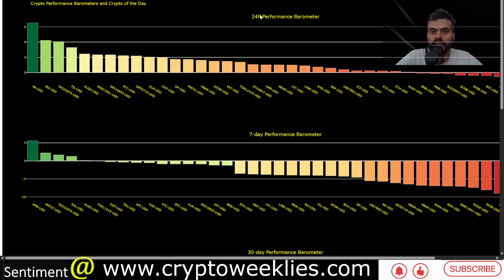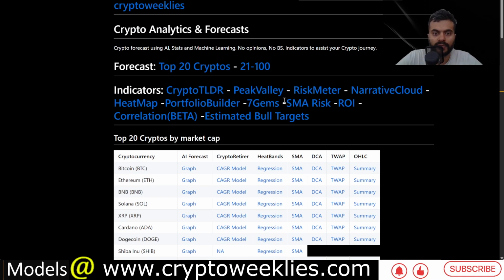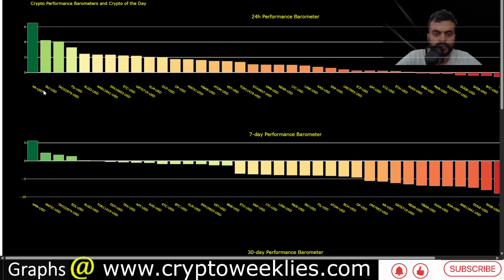So let's get started. Over the last 24 hours, Arweave has rallied by about 6.5%. You can check and it has rallied the most over the last 24 hours if you compare it to its peers. You can check this chart under indicators on cryptoweeklies.com heat map. This is the barometer view where you see how cryptos are looking with respect to each other.